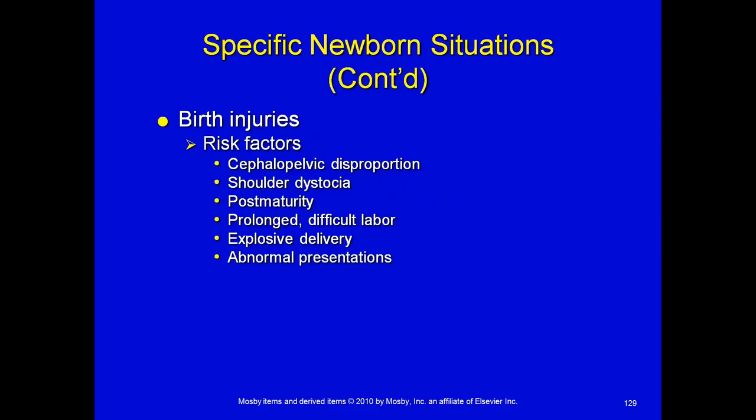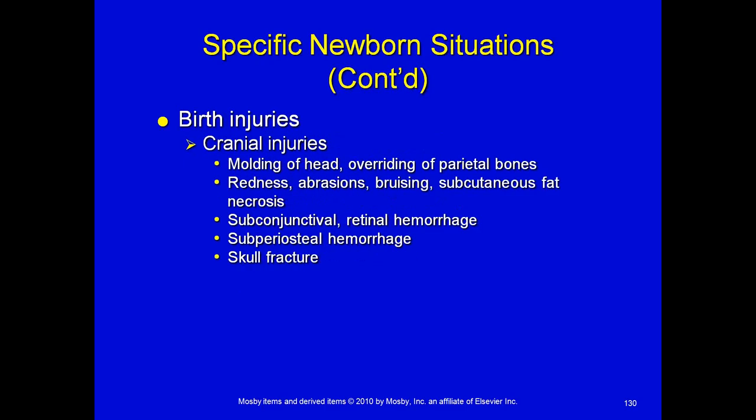Risk factors for birth injuries include cephalopelvic disproportion, shoulder dystocia, post-maturity, prolonged difficult labors, an explosive delivery, or an abnormal presentation, like a limb presentation or a breech. Cranial injuries may occur as part of the molding of the head. Remember that in newborns, the bones of the head, the four pair on each side, the two frontal, the two parietal, the two temporal, and the two occipital bones are not fused together, so they can override and shift.